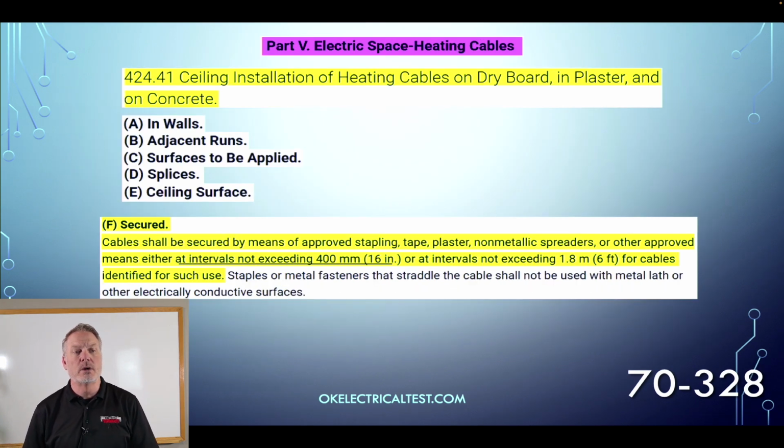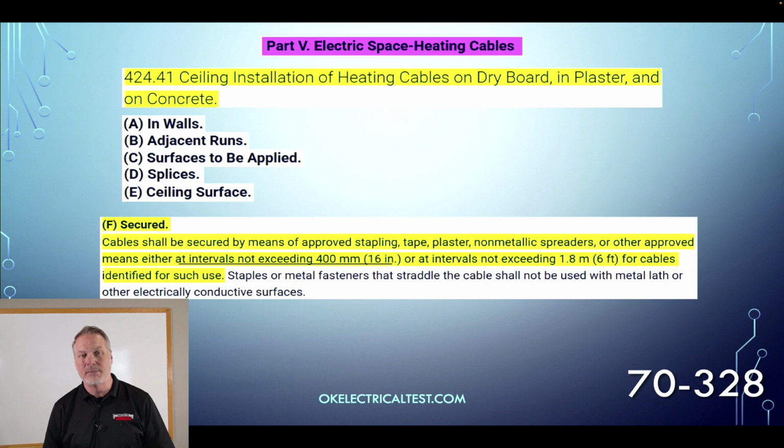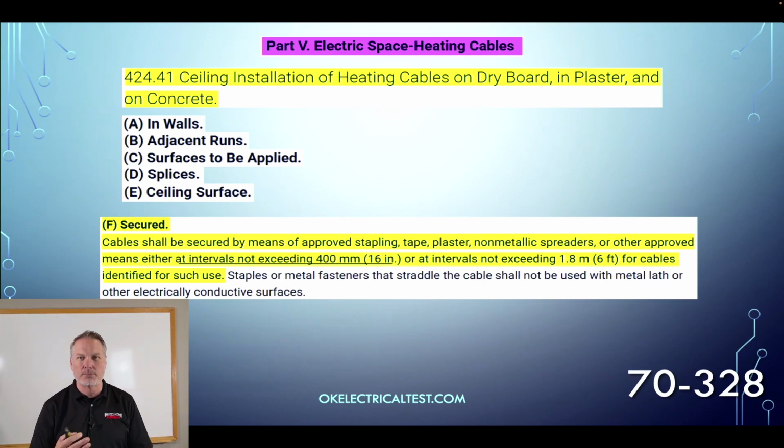Let's go to 424.41, ceiling installation of heating cables, and you'll see that's in Part 5, electric space heating cables, so it makes sense that it's where it's at. On dry board, in plaster, and on concrete. And we're going to skip all the way down to letter F, secured. That may take us on to another page depending on the printing of your book. So we're going to skip A, B, C, D, and E. We're going to go down to letter F, secured.